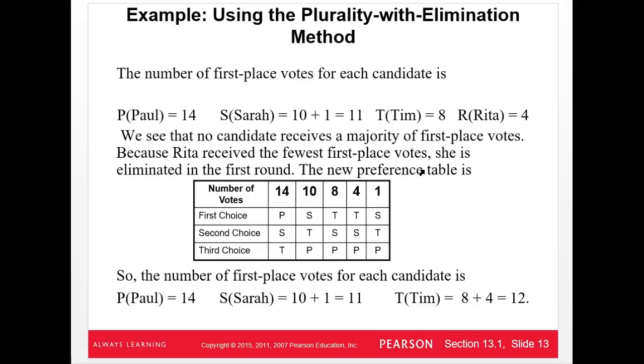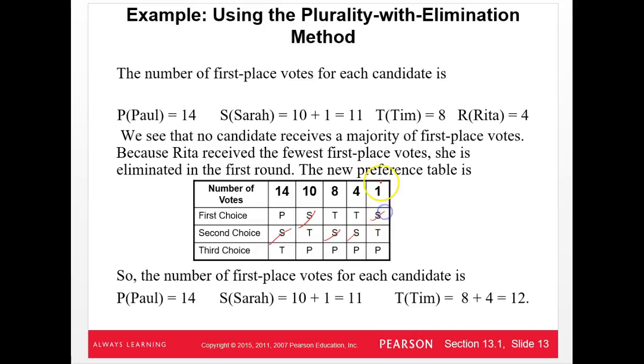So, who's got the highest number of first place votes now? Well, Paul's still edging out Tim barely with 14 first place votes. But still, 14 is still not a majority of 37. So we would then eliminate whoever's got the least now, which is going to be Sarah. So now Sarah is out of this thing.